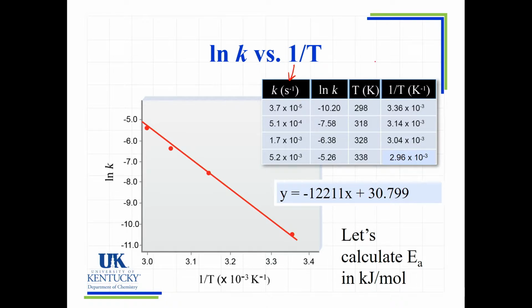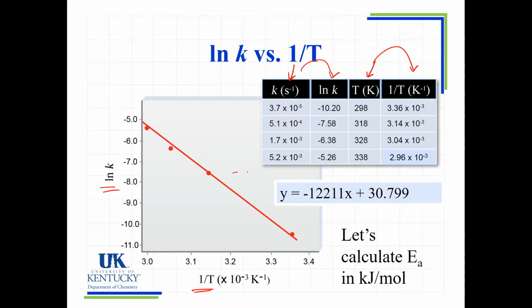I collected some k values and some temperatures. I did some mathematics to convert those k's to natural log of k's. I did some mathematics to convert my temperatures to 1 over temperatures. I plotted that data here, okay, and I just put them in an Excel spreadsheet and out popped this graph.